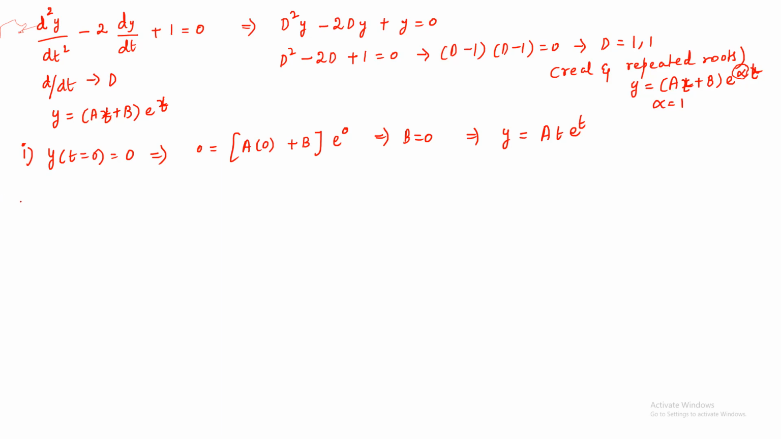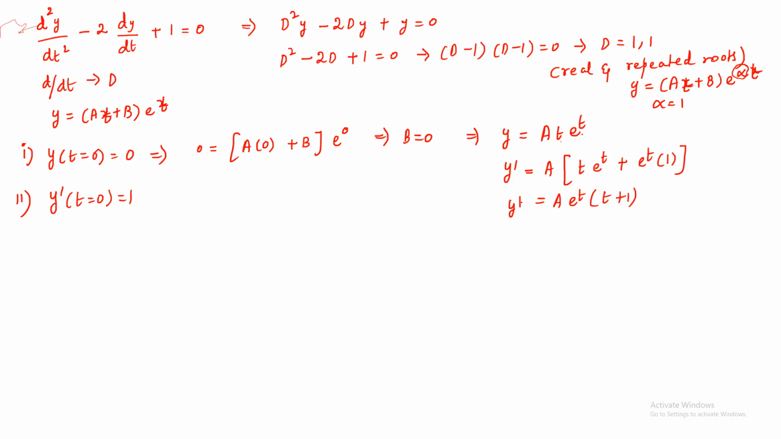Then our second initial condition is y dash of t = 0 is equal to 1. First we have to find y dash. We have two functions of t in a product, so we have to use the product rule. First we keep the first function and differentiate the second function, then keep the second function and differentiate the first function. If we take e power t outside, then we will get a (t plus 1).